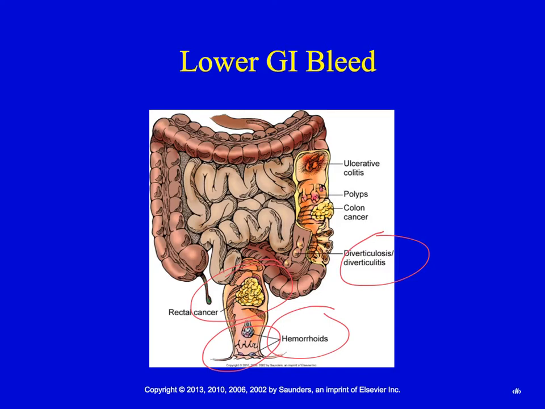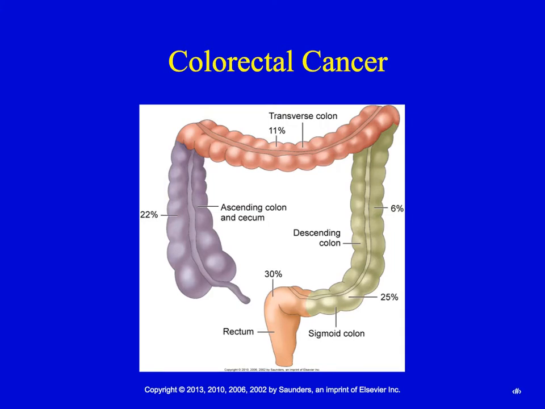It could be obvious bleeding. It could be dark tarry stools, depending on how much of a bleed it is. Colorectal cancer, just look at this. This is a great picture as far as a visual of the areas of the colon where colorectal cancer occurs most frequently. If you notice down here in the lower part of the colon is the highest percentage.